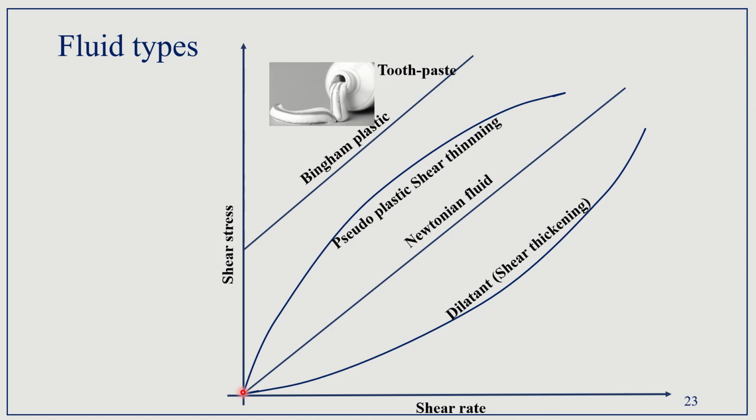For example, toothpaste: initially we give some yield stress in the form of pressing. After that the fluid flow starts to happen, but before that the fluid flow would not happen. So we need an initial amount of stress which assists the fluid motion. That initial stress would aid, and after that the shear stress and shear rate relation would be linear. So that is the Bingham plastic.